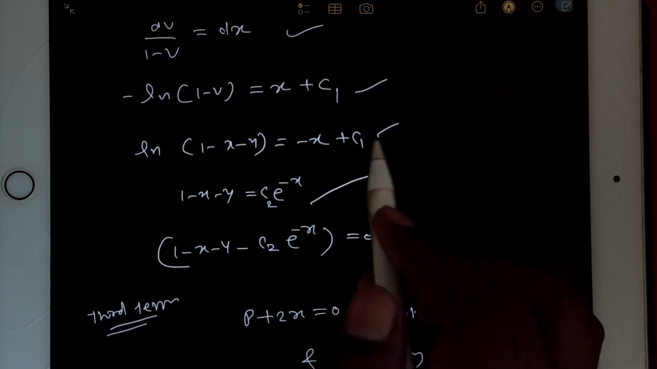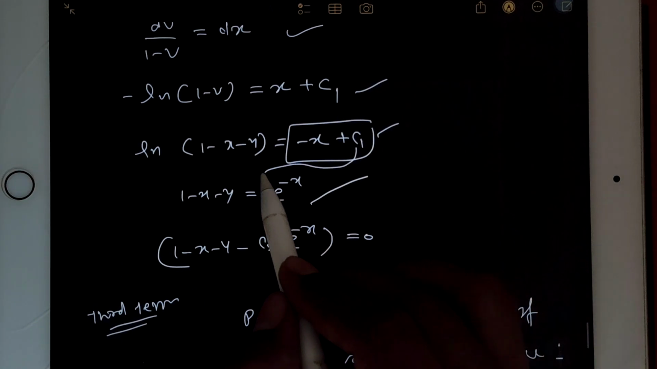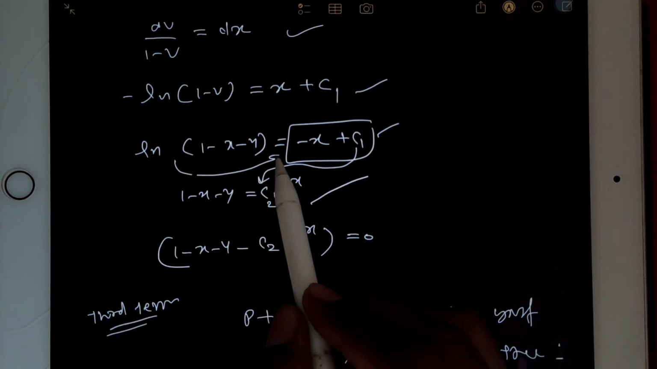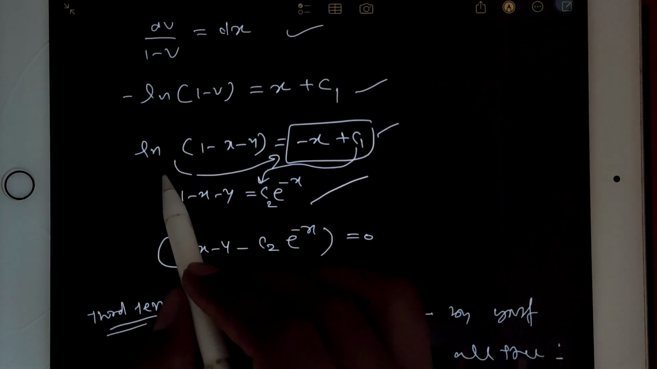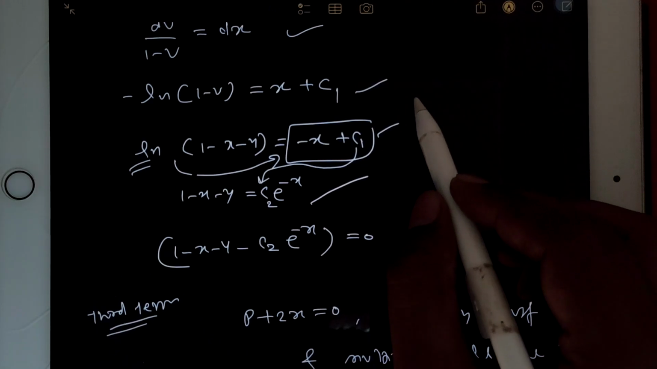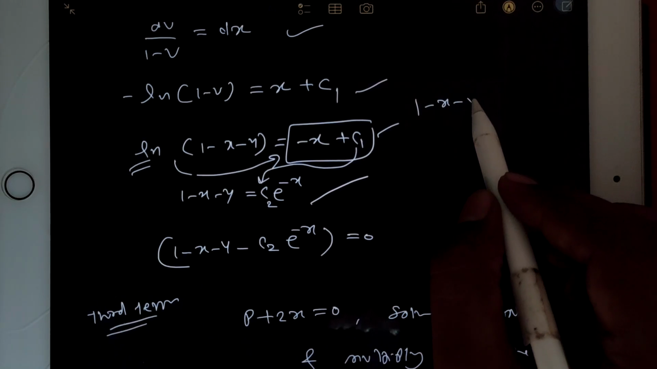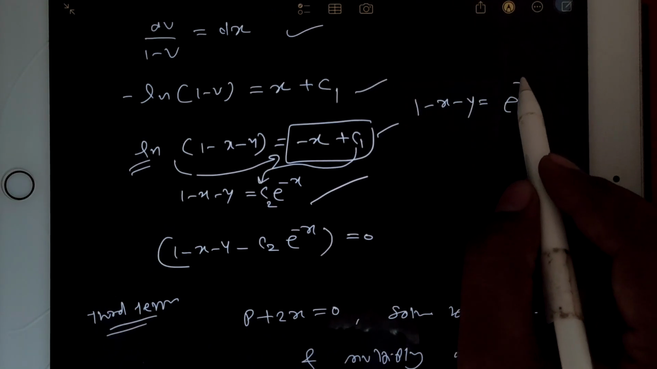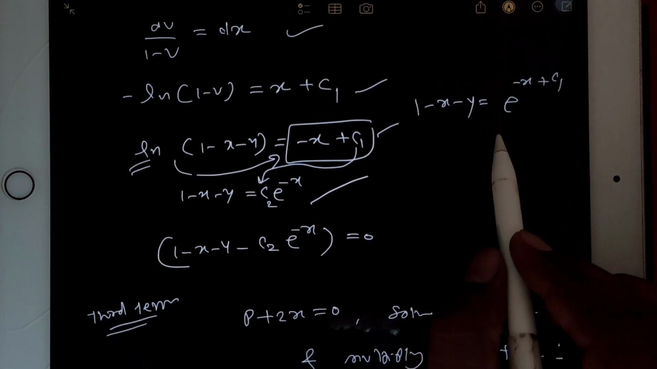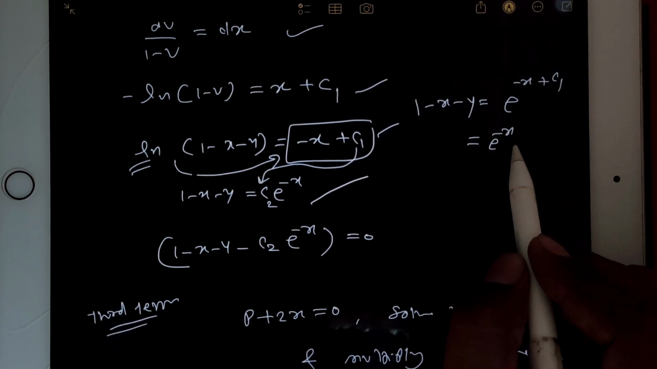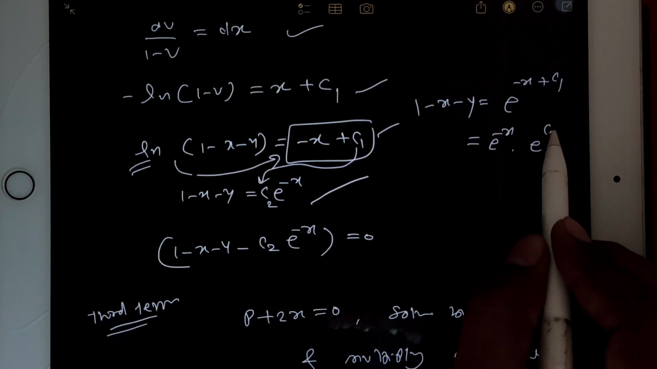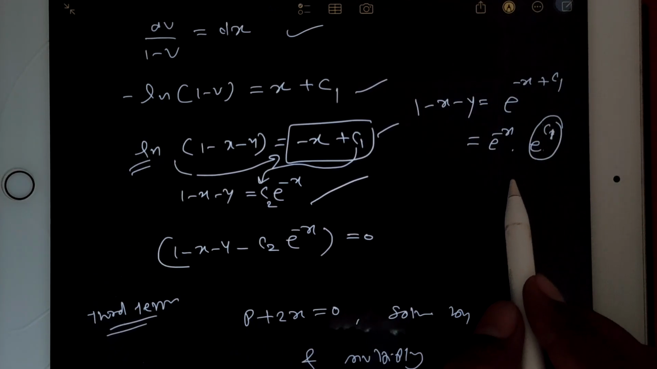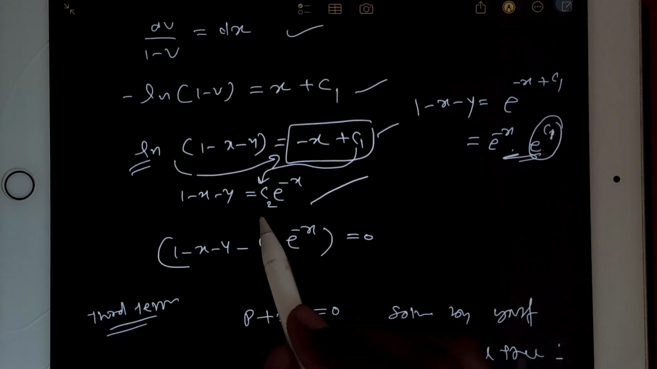Now here some students may be thinking, from c1 to c2, how can I write? When you remove this ln, then what will come? 1 minus x minus y is equal to e power minus x plus c1 will come, right? Then you can split this e power minus x plus c1 into e power minus x times e power c1. So this will become a new constant c2. So it is in multiplication now. So that's why c2 e power minus x.